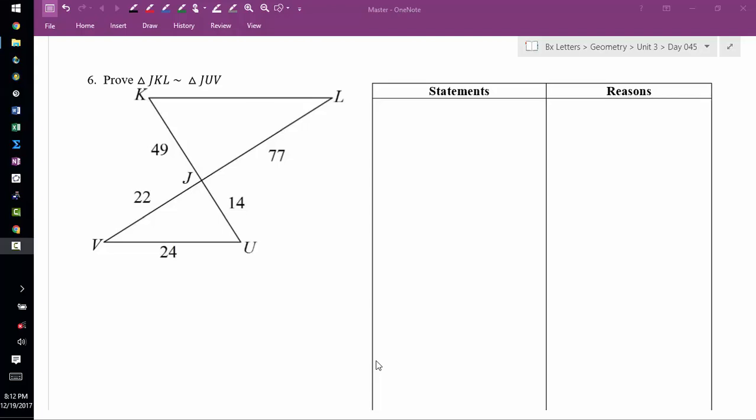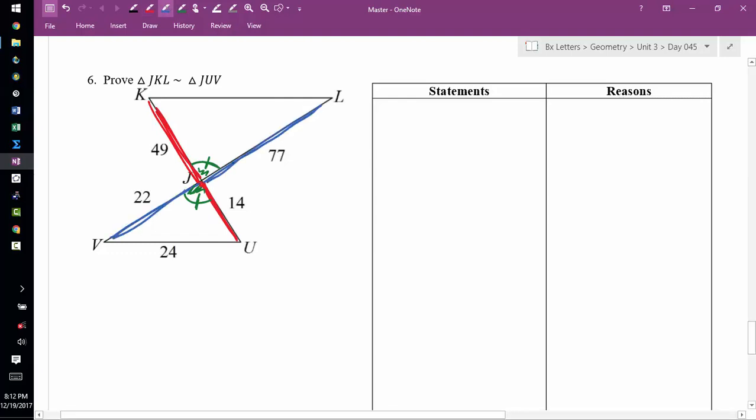Problem 6, another similarity proof. And whenever you have this hourglass shape, your mind should immediately jump to vertical angles. That's something you know. That's something you can access. I can say this angle must be congruent to this angle. And if I'm going to use this in my proof, I'm probably going to use the sides that form that angle.